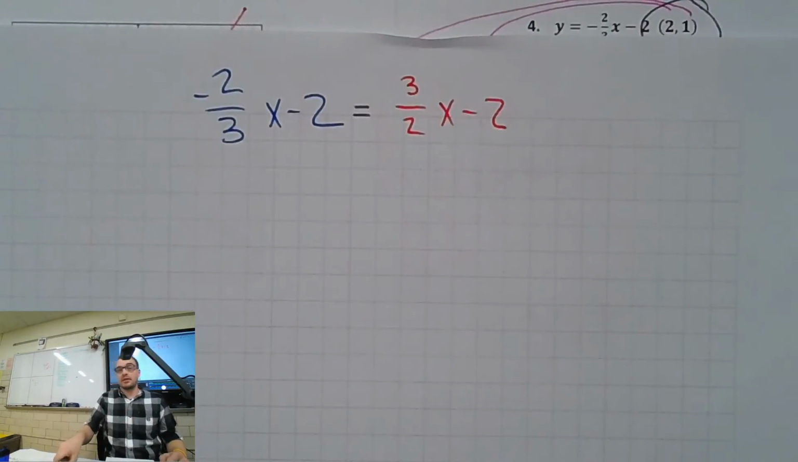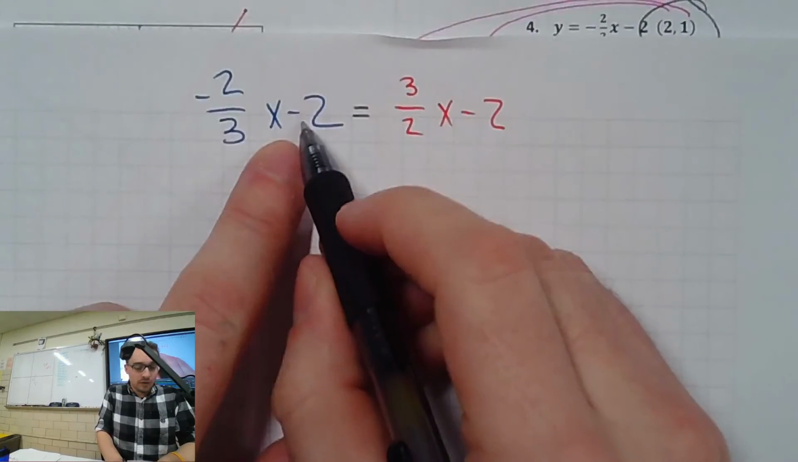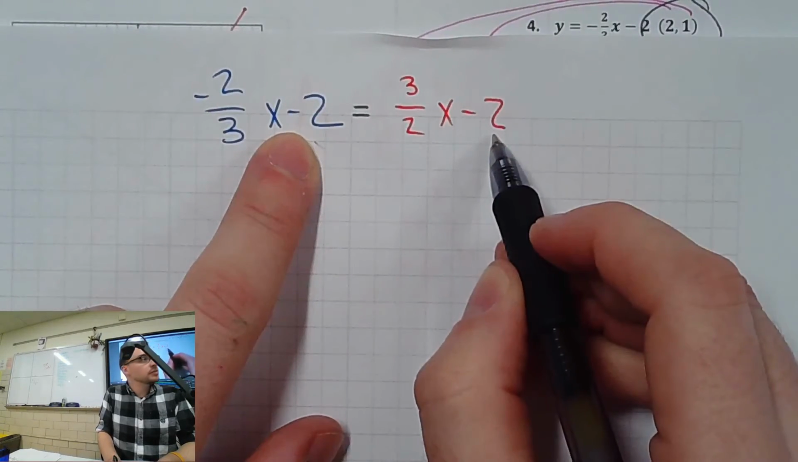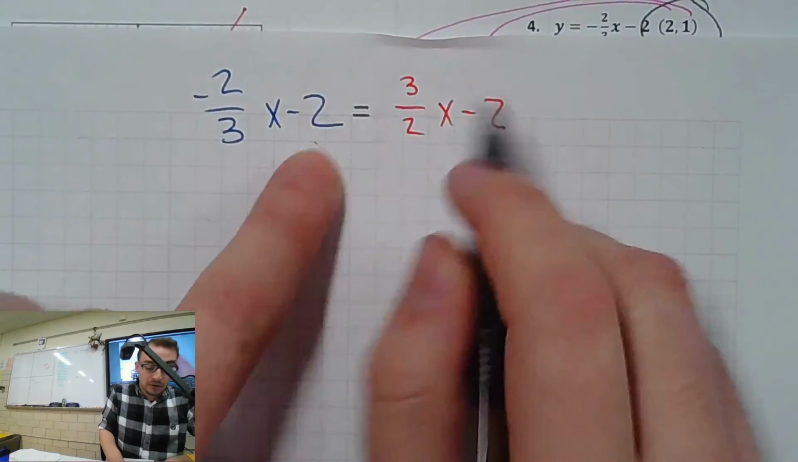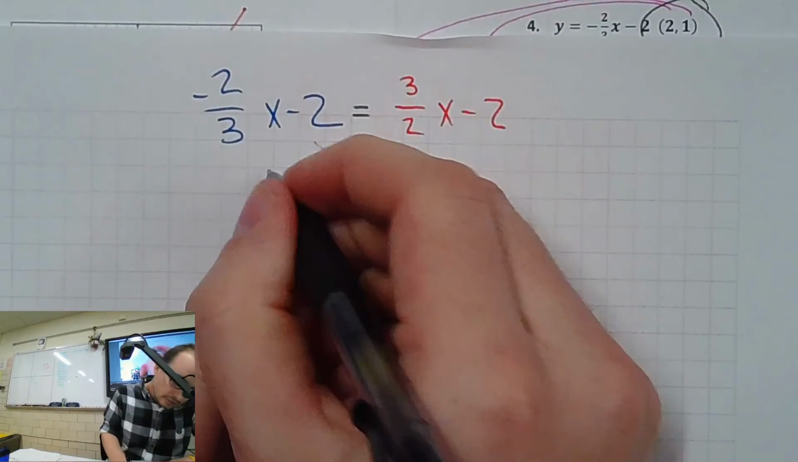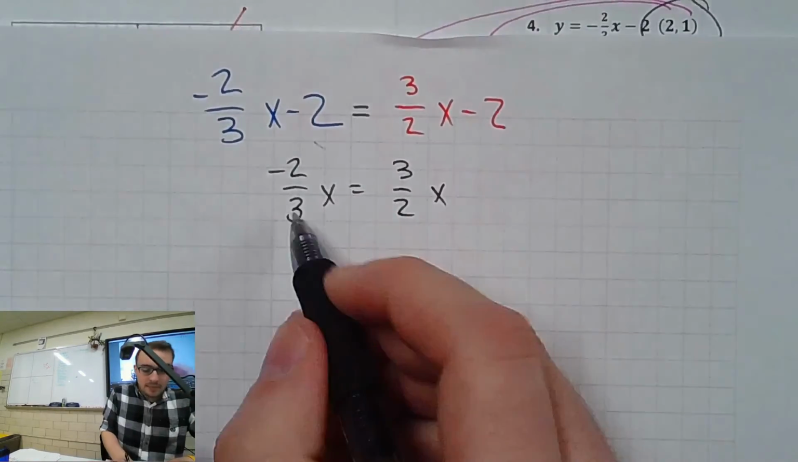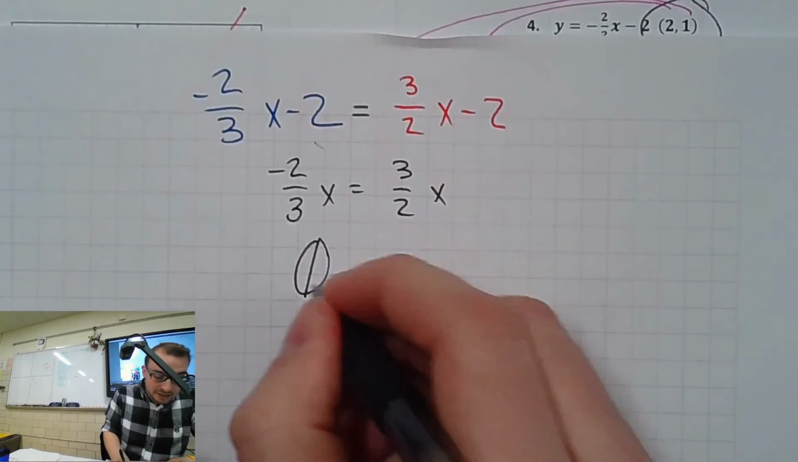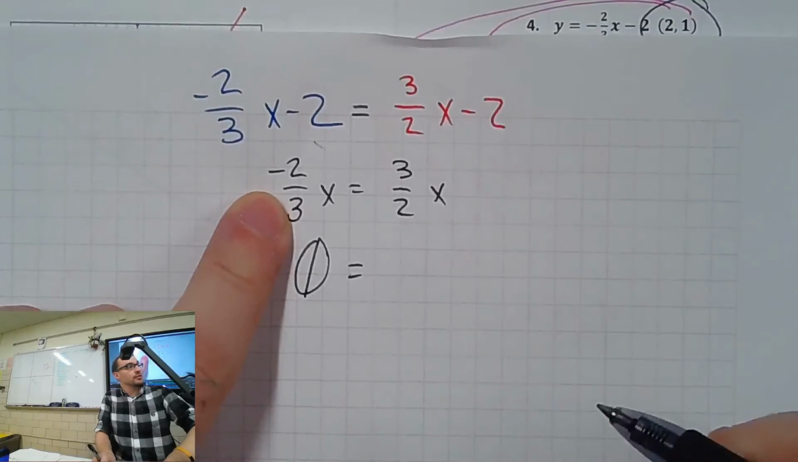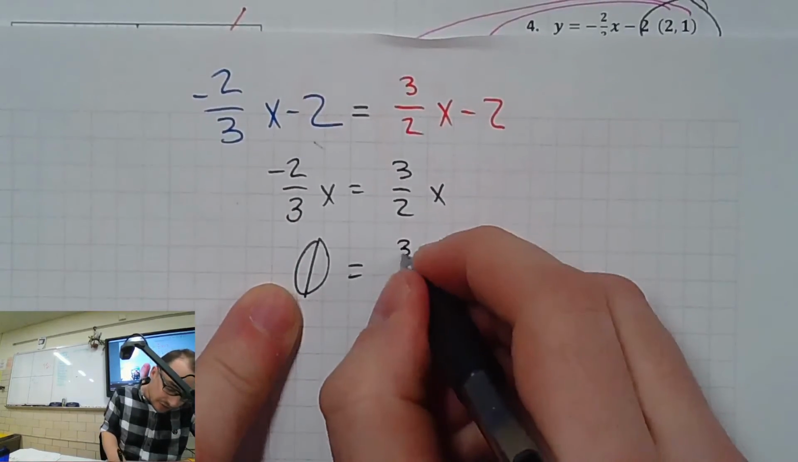Now trust me on this. If I add 2, move the 2 over by adding. What's negative 2 plus 2? 0. So both those negative 2's cancel. And I get this. I'm going to add this over, and I get 0 here because I added it. I moved it, right? Nothing left over. And I have this here now.